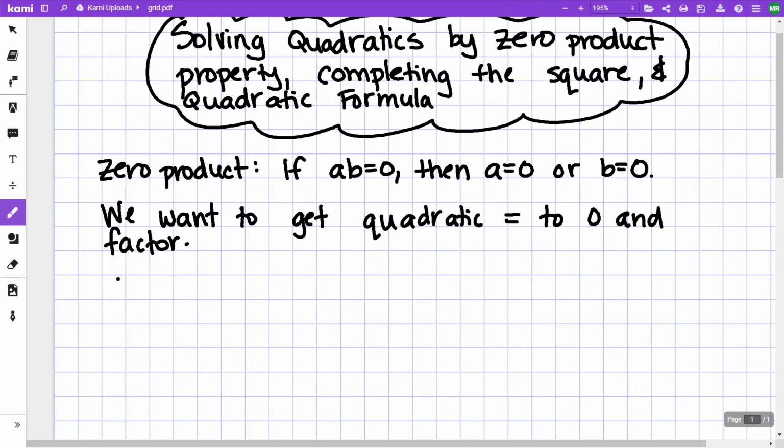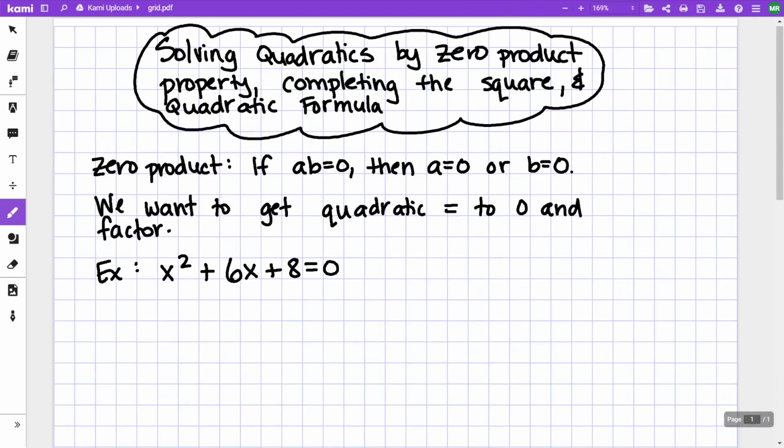So let's say, for example, we have the following. So the final one, it's going to be nicer. So let's say we have x squared plus 6x plus 8 equals 0, something like this. So this is equal to 0. If it wasn't, I would get it equal to 0. And then what we're going to do is factor.